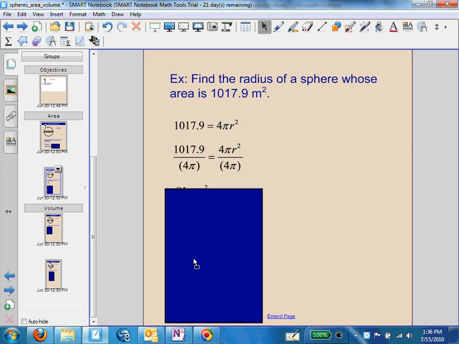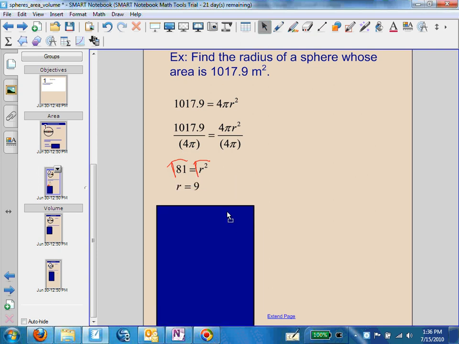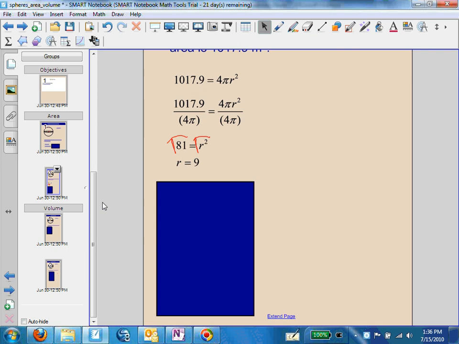And when we divide, we end up with approximately 81 equaling r squared. Now this answer is going to be a long decimal, and it's going to be really close to 81. Since we're going to have to take the square root of r squared in order to get r by itself, go ahead and round that number to 81 since it's really close to it, and 81 is a perfect square. And we'll end up with an approximate answer of 9 meters for the radius of this sphere.